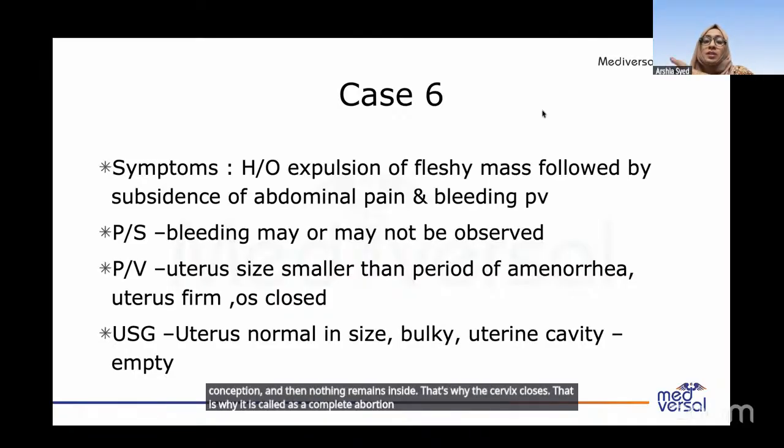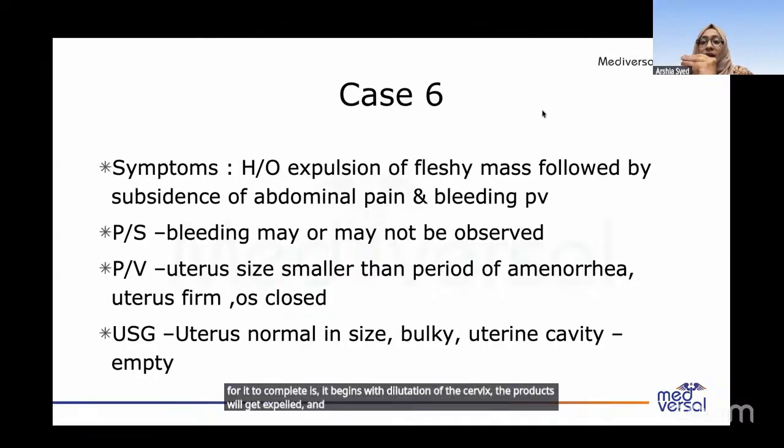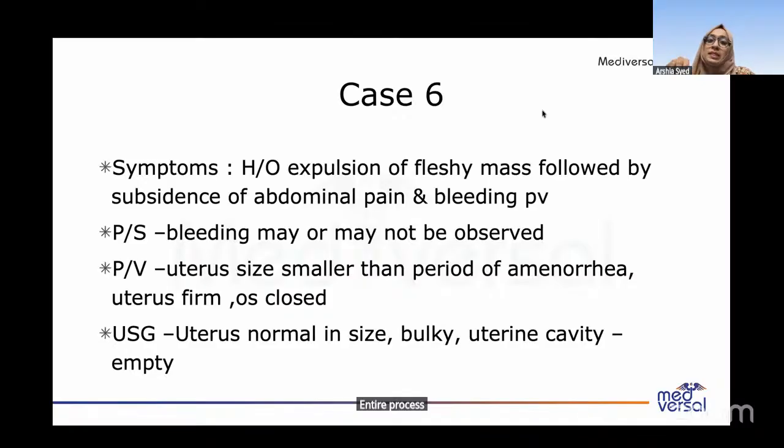The entire process begins with dilatation of the cervix, the products get expelled, and then it closes. So that is the entire process which has gotten completed. That is why it is called a complete abortion.